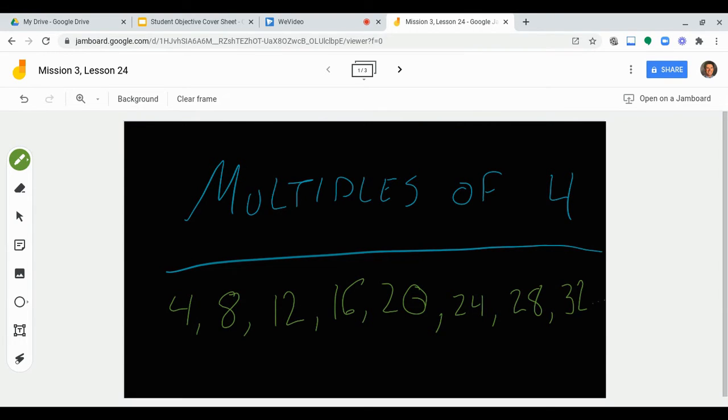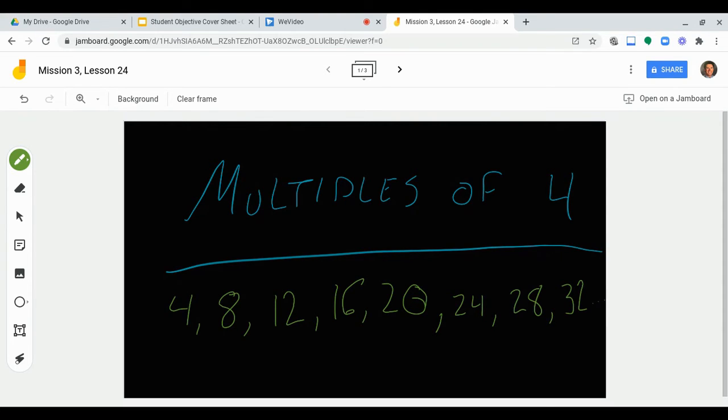You can think of it in one of two ways. If you can count by the number and end up on whatever number you're trying to find, it's a multiple. You can also think of it in terms of multiplication. If I wanted to find out if a number was a multiple of 4, say I was asked, is 20 a multiple of 4? I can ask myself, is there a number I can multiply times 4 to get 20? Yes, I can do 4 times 5. So therefore, 20 is a multiple of 4.